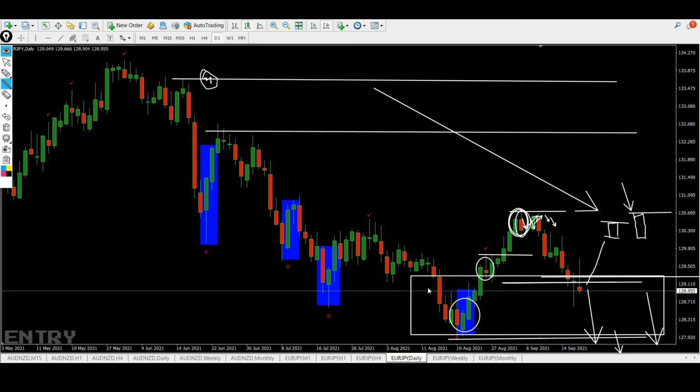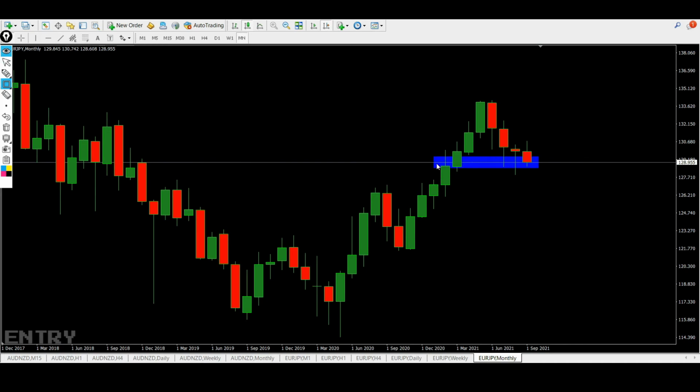Okay, so let me go ahead and show you this monthly gap level. Let's go over to the monthly chart. Okay, so on this monthly chart, that gap level I'm referring to is this gap right here. Now, this is about a medium gap. However, it is strong enough to be a target for any weekly or daily short trade.